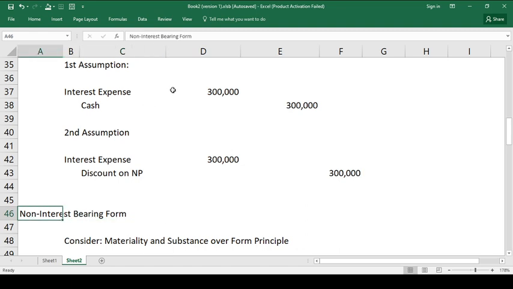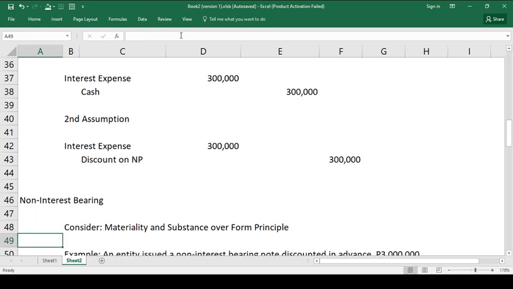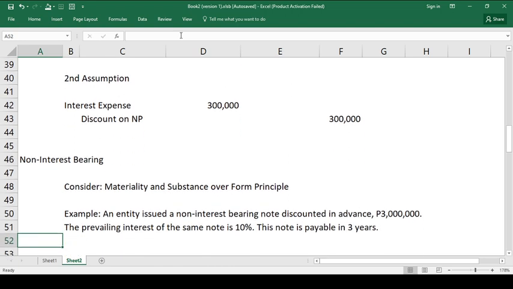We will discuss naman a non-interest-bearing note. Okay, let's consider materiality and substance over form principle on non-interest-bearing note. Again, the general rule, cash proceeds is what we call the present value of the note. Okay, this is my assumption on this particular item, no? An entity issued a non-interest bearing note discounted in advance. So, ibig sabihin, meron pong discount na ginawa on the 3 million pesos.